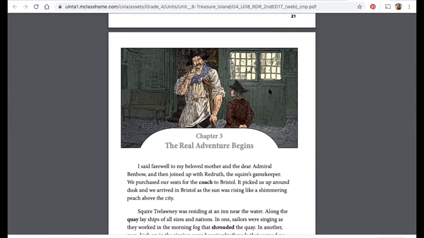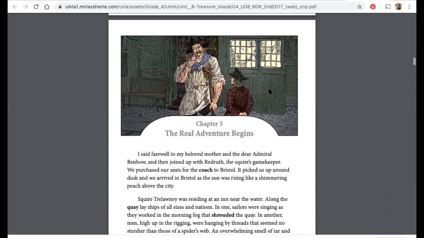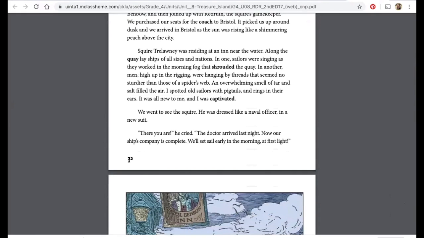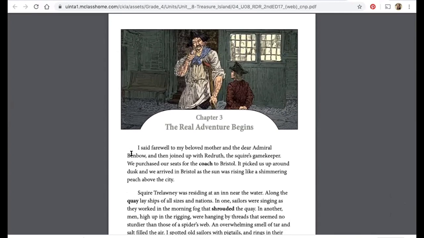Let's head on over to chapter 3. In your electronic reader, make sure you find page number 22. That is where you're going to begin your chapter. In the last chapter, we read it twice, so we should be very familiar with what happened at the end of chapter 2. Here we go. Chapter 3, the real adventure begins.